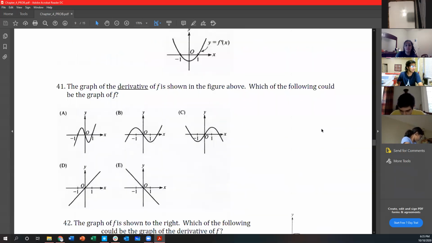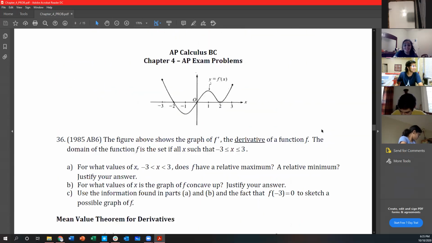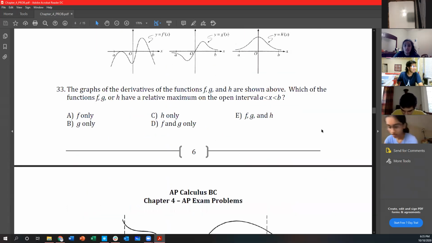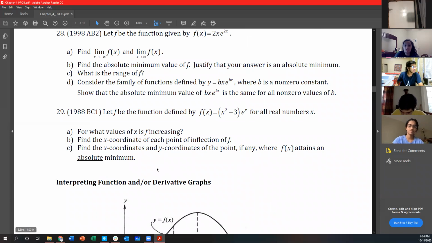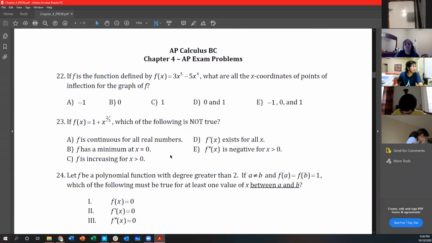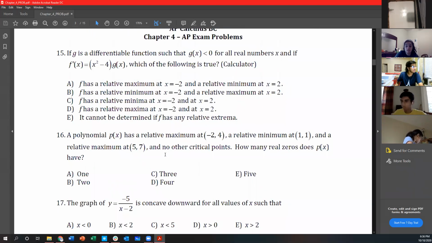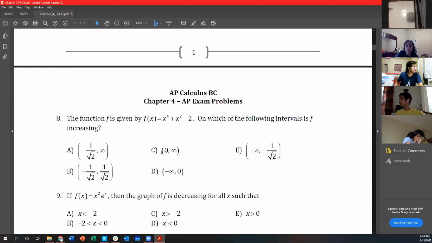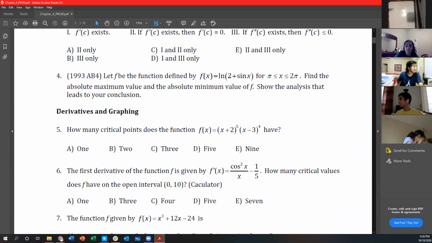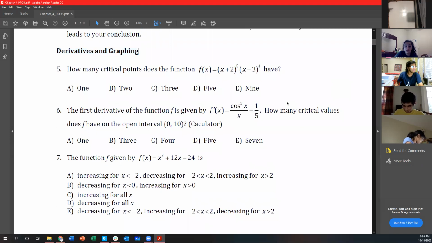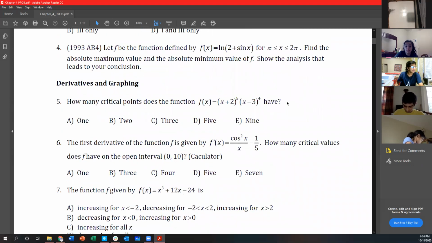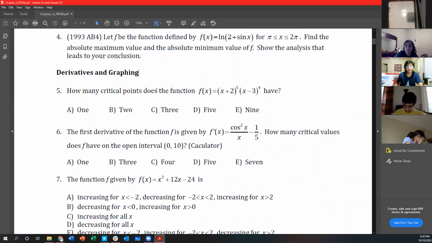Are you looking for the problems? I think this is curve sketching right here. Interpreting function and/or derivative graphs. Well, not really. But is this curve sketching? Where is curve sketching? Derivatives and graphing? I guess that's it. Yeah, I think so. All right, I think that's fine. Let's go through these.